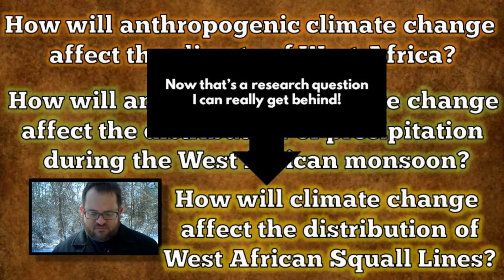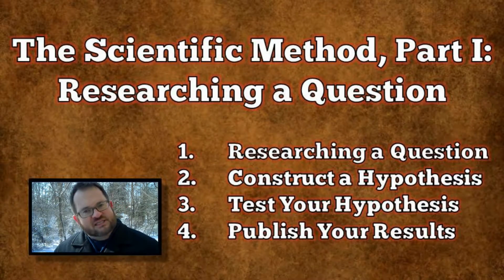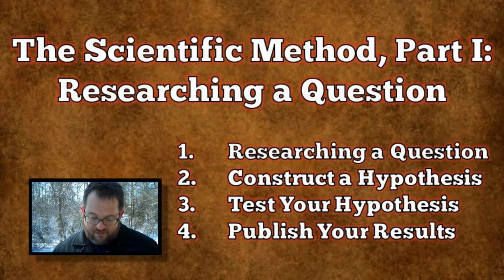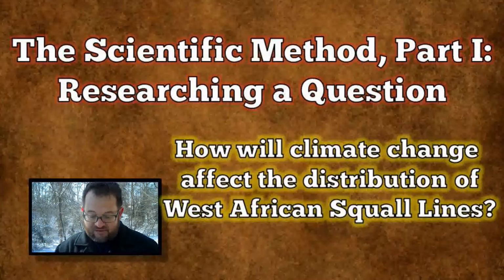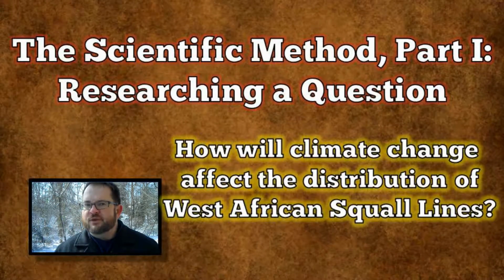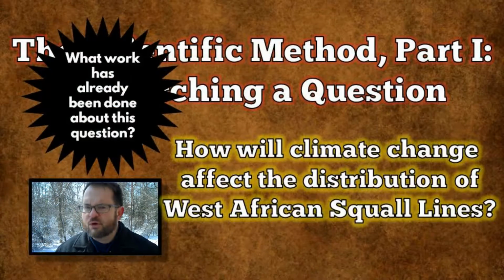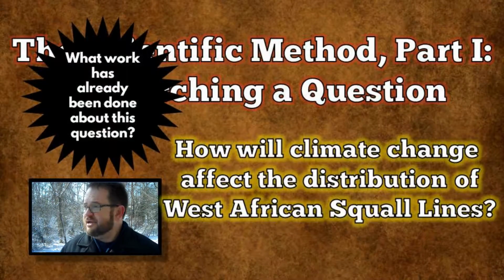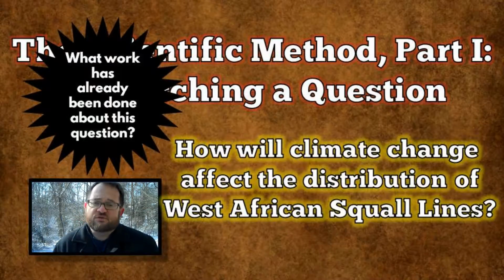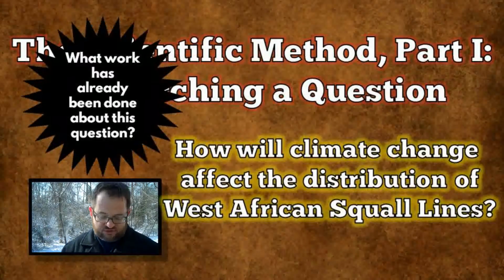So if I were thinking about the scientific method, and I was trying to come up with an experiment, the first thing I'd want to do is start researching the question. And my question was, how will climate change affect the distribution of these West African squall lines? Before I get too sold on this project, though, I need to ask myself what work has already been done on this, because it makes no sense whatsoever for me to duplicate what some other researcher at some other university has already done. That's a waste of my time and resources and so on.